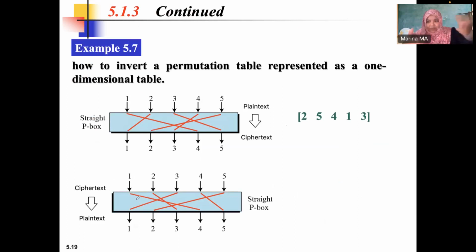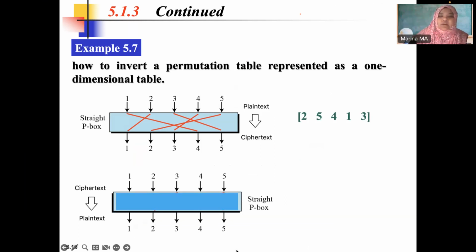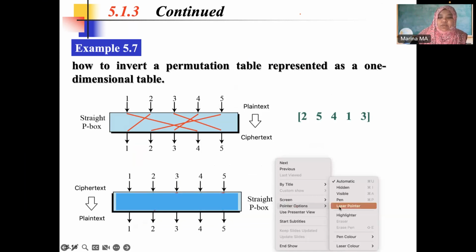Preserve the arrow. So look, 1 comes from 2. So now ciphertext 1 comes from 2. Wait. Hold on. Okay, pause there. I just realized the slide is not right, so I'm going to redo this together with you.